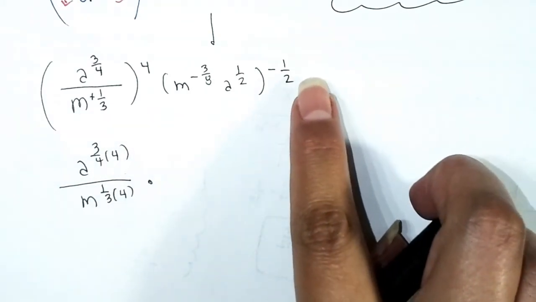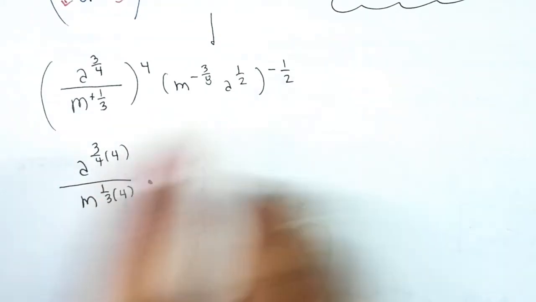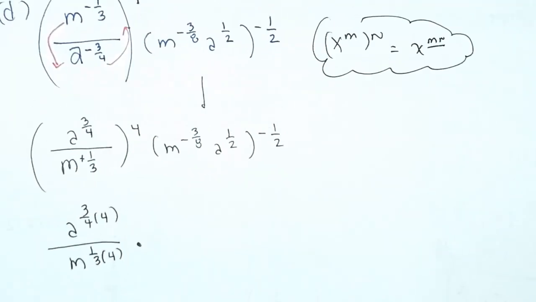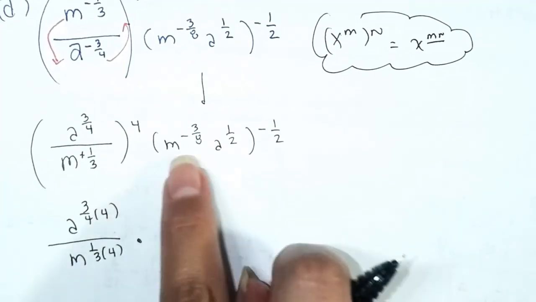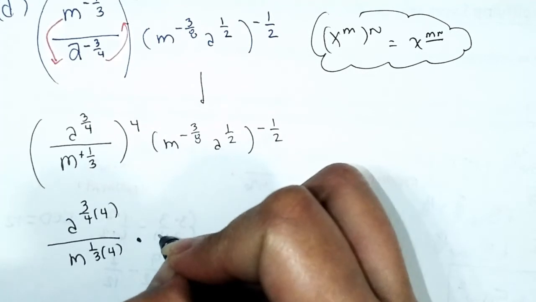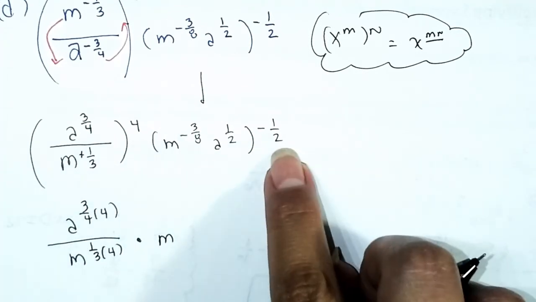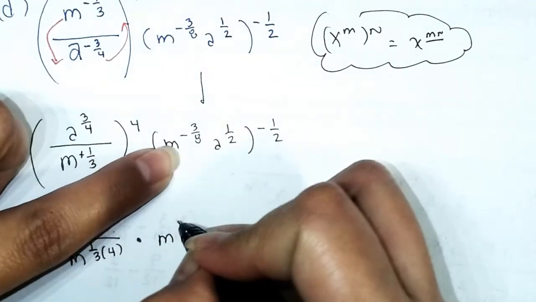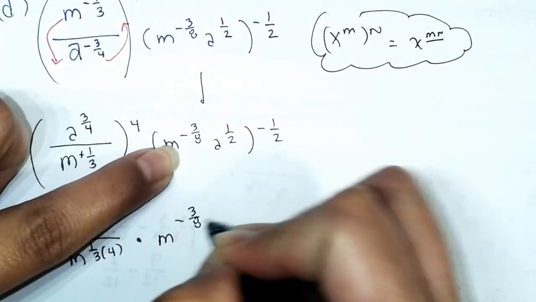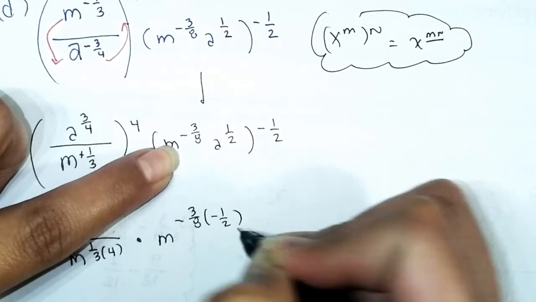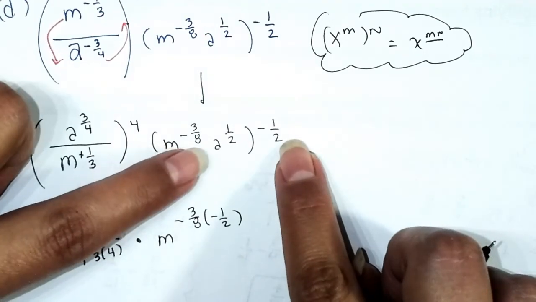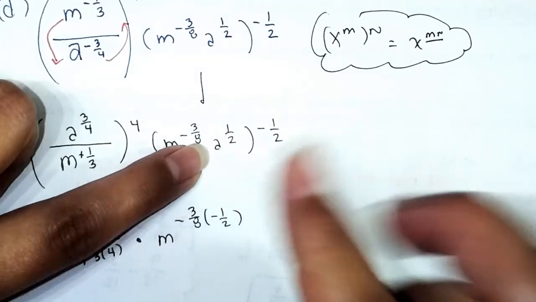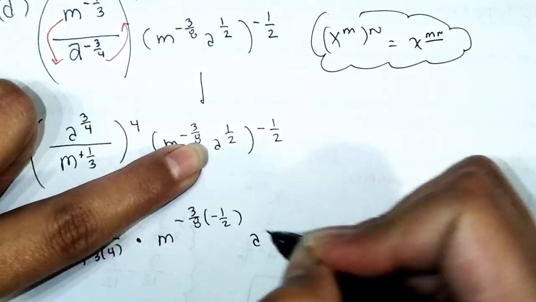Let's apply the power rule again. Power rule, you're going to keep the base and multiply the exponents. So we have the first base is m. We're going to raise it to the negative 1/2. So we're going to keep the base and multiply the exponent. So it's negative 3/8 times negative 1/2. Apply the power rule to the second factor. Power rule, keep the base, multiply the exponents.